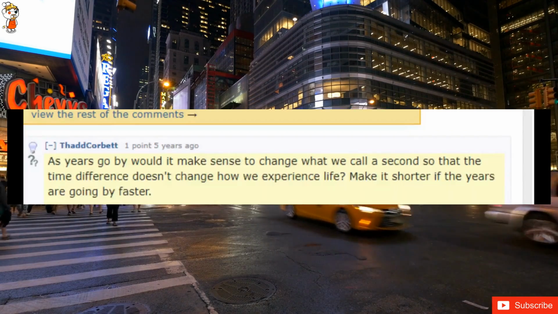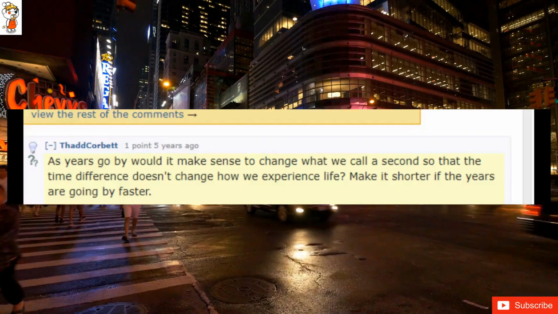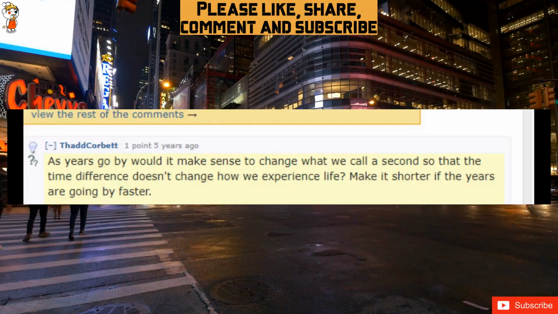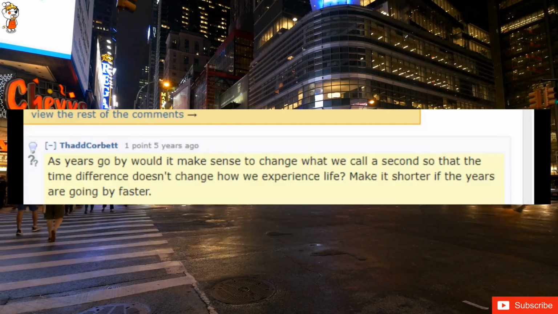As years go by, would it make sense to change what we call a second so that the time difference doesn't change how we experience life? Make it shorter if the years are going by faster. I think serious studies would have to go into this before it were introduced. Could create a lot of different kinds of problems changing everyone's internal clocks like that.